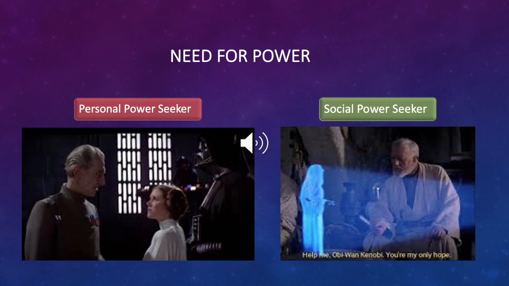General Tarkin displayed that he was a personal power seeker, and what motivated him was to be in control of people. When trying to get information out of Princess Leia, Tarkin threatened her by saying that if she didn't give him the rebel base location, he would annihilate her home planet of Alderaan. Although Leia gave General Tarkin a location, he still blew up her home planet. He displayed his need for power by trying to control Leia and influence her into giving him the information that he wanted.